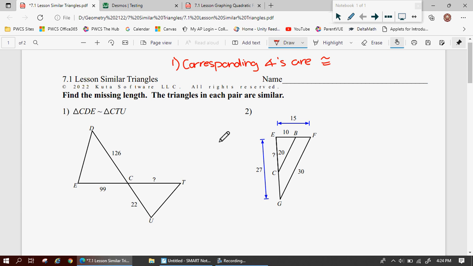But when we have similar triangles, one triangle is going to be bigger than the other. And so the sides aren't going to be the same length. So we can't say the corresponding sides are equal because then they'd be congruent triangles. But what we do say is that corresponding sides are in proportion.